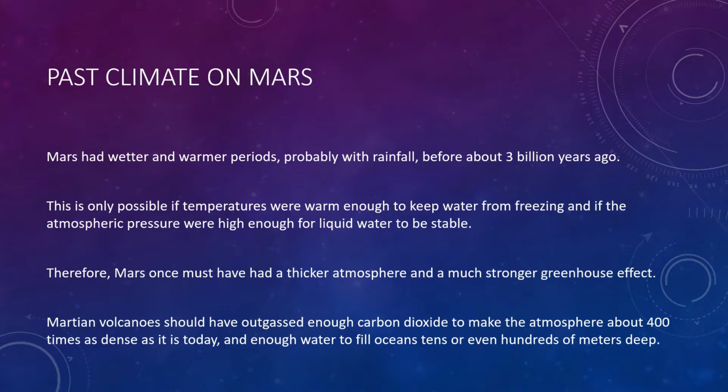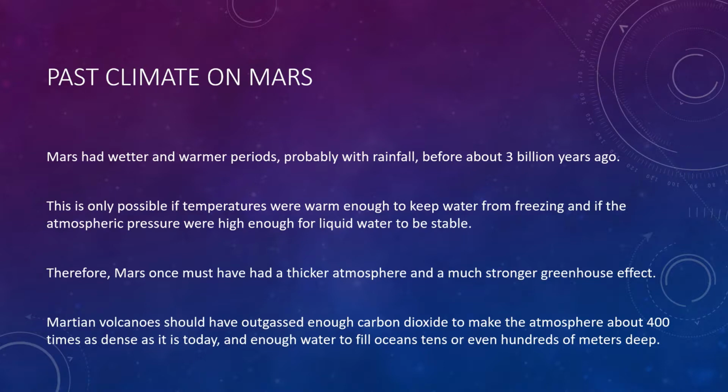This idea actually makes sense. Calculations suggest that Martian volcanoes should have outgassed enough carbon dioxide to make the atmosphere about 400 times as dense as it is today, and enough water to fill oceans tens or even hundreds of meters deep. Moreover, computer simulations show that if Mars had that much carbon dioxide today, its greenhouse effect would make it warm enough to allow for liquid water, and the pressure would be great enough for that water to remain stable.